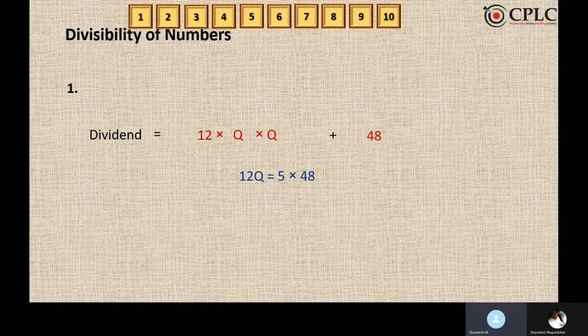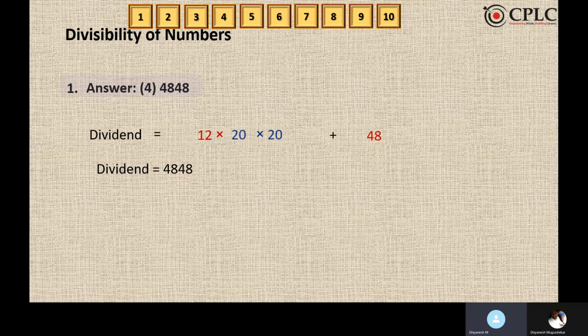You solve this equation, you're going to get the value of q, which turns out to be 20. Once you get the value of q, substitute in the first equation and you get your final answer. So after substituting q as 20, the answer of the question turns out to be 4848, option 4.